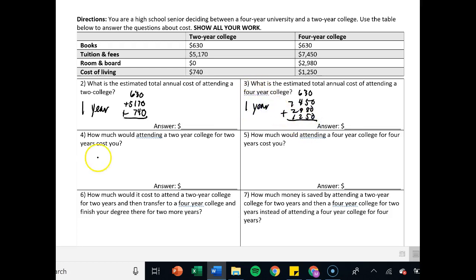Okay. After that, in 4 and 5, it's going to say, hey, by the way, you attend a 2-year college for 2 years. So how much is that going to cost you, right? If you know the 1 year, you could easily figure out the 2 years. And in question 5, it says, how much would it cost you attending a 4-year college for 4 years? And again, if you figure out the answer to 1 year in question 3, you could easily figure out 4 years.